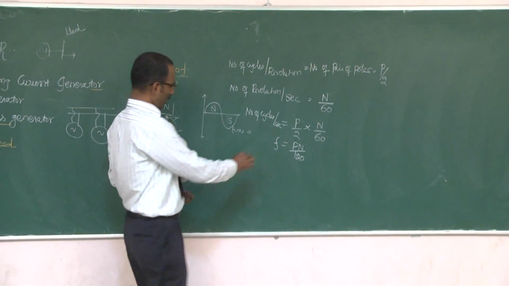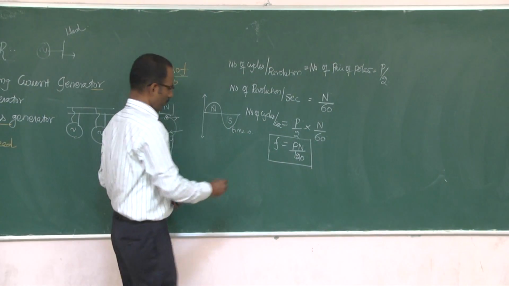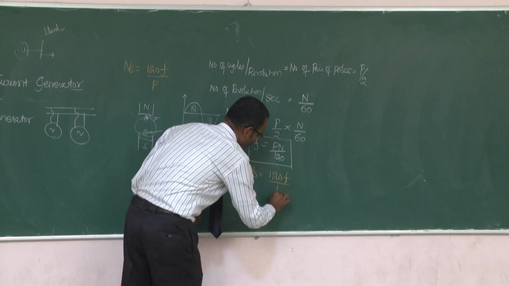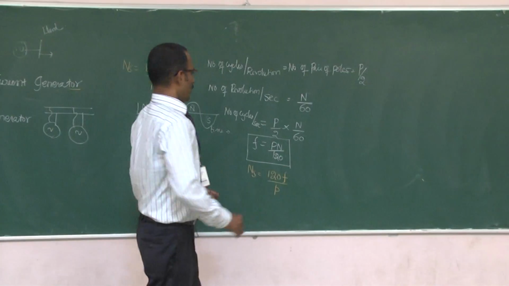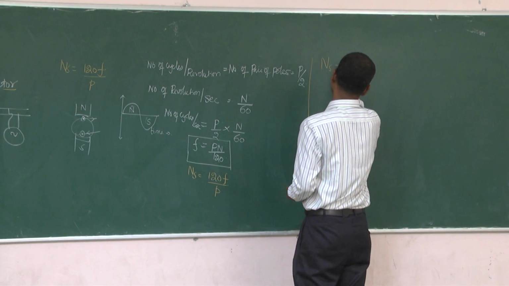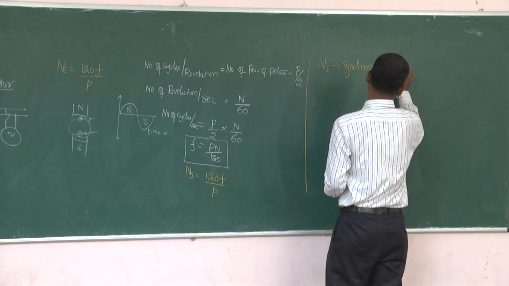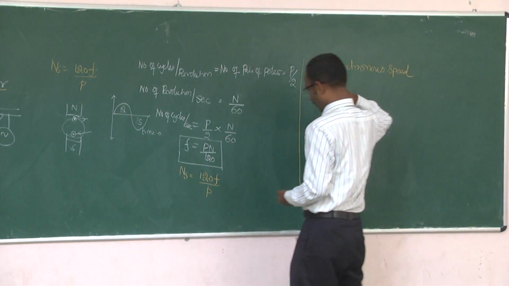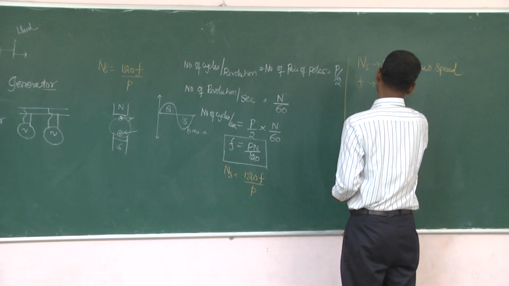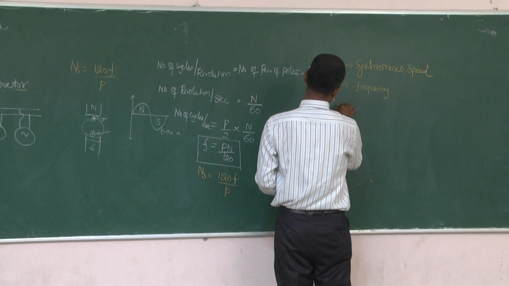So from this equation, we may derive the equation for the synchronous speed. Ns is equal to 120 F by P. Here Ns is the synchronous speed, F is the frequency of the supply, and P is the number of poles.